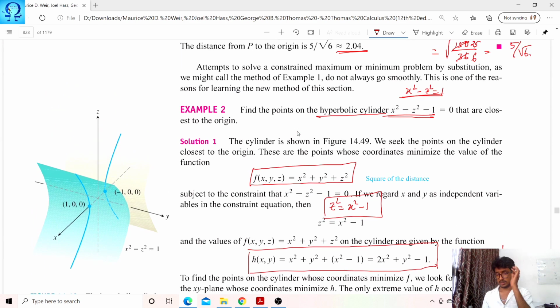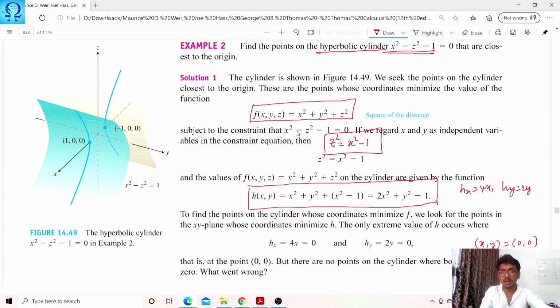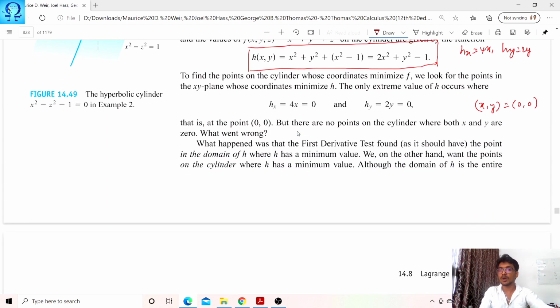Okay, but we failed to notice one thing here. The cylinder is x² − z² = 1. So the point (0, 0) does not lie on the cylinder. We will have to identify a point on the cylinder which is closest to the origin, but we have identified some point that is not on the cylinder. So what should we do?